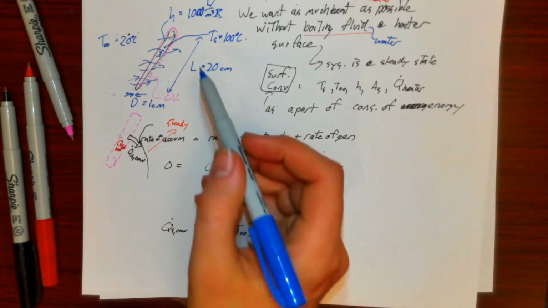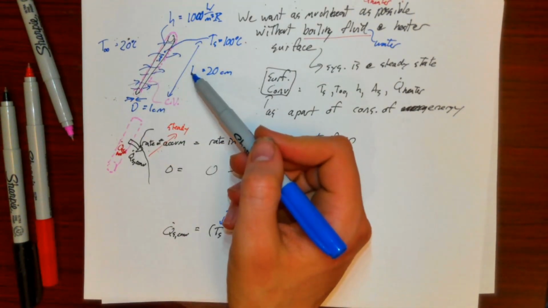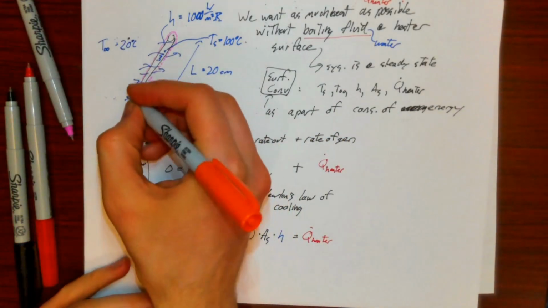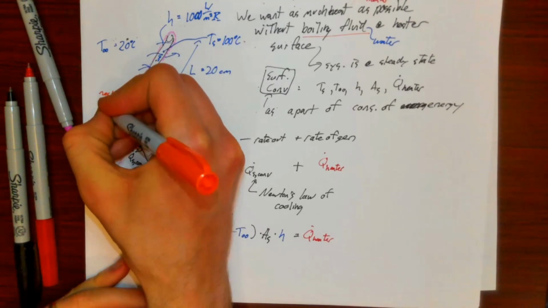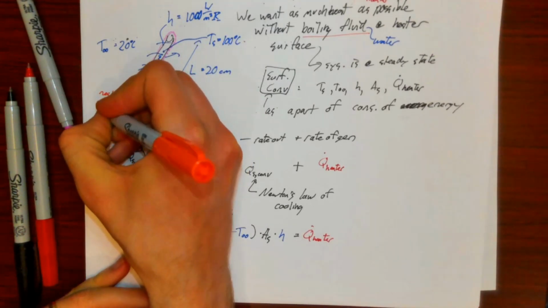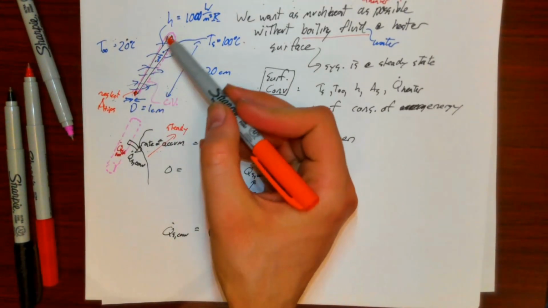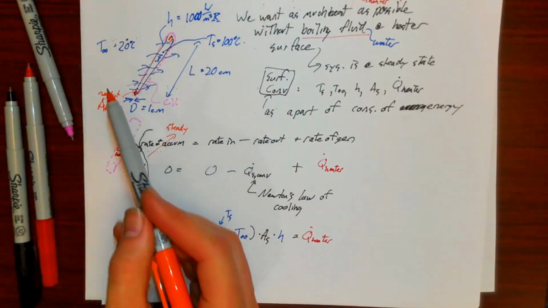Surface area: if this heating element is cylindrical, it has some diameter d and some length. If I neglect the area of the tips right here, right here and right here, most of the area of this cylinder is going to be that unwrapped rectangle.